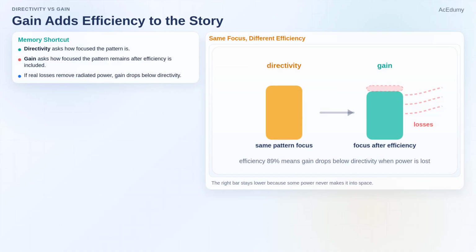Gain is closely related to directivity, but it also reflects real antenna efficiency. If losses reduce the power that actually gets radiated, the gain becomes lower than the directivity. So a useful memory is this. Directivity describes pattern focus, while gain describes pattern focus plus efficiency.